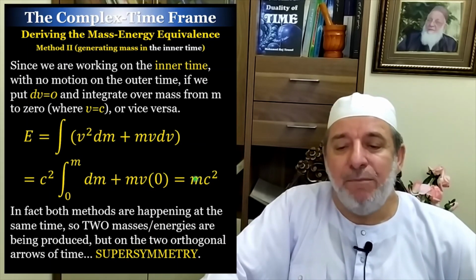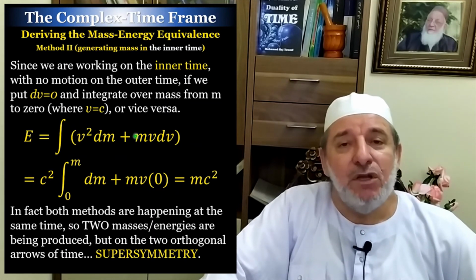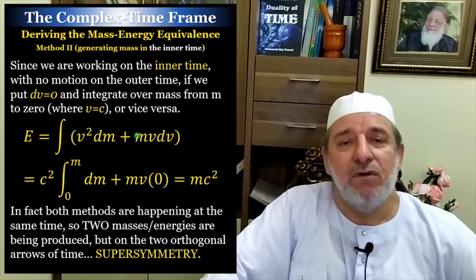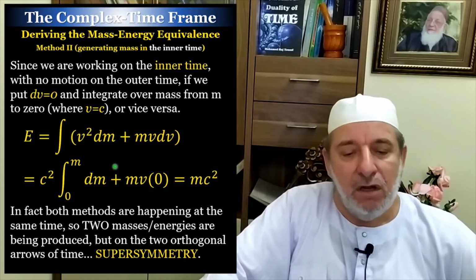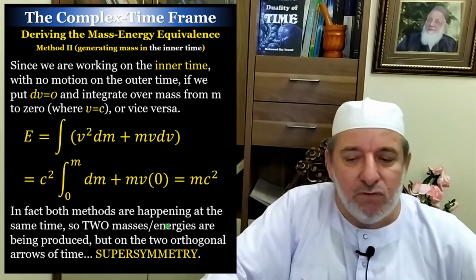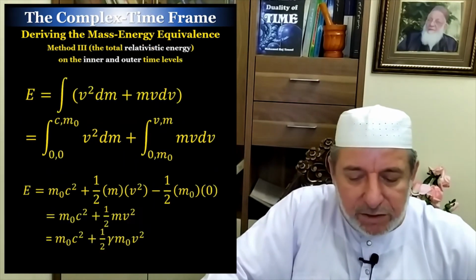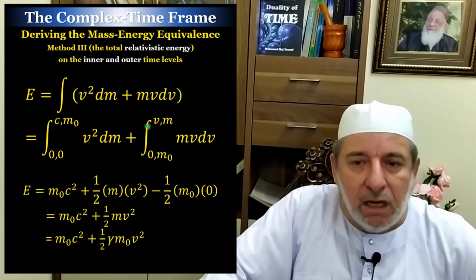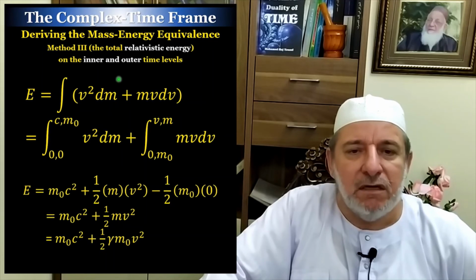So it's again mc squared. This is actually happening with this one that we have seen on the previous slide. They are happening together, but not on the same level of time, on two orthogonal dimensions, and therefore we have supersymmetry and splitting of this supersymmetry at every point of time. So in fact we have two masses, two energies, and therefore we have supersymmetry. Time is running out and I'm getting tired, so I will move a little bit faster.